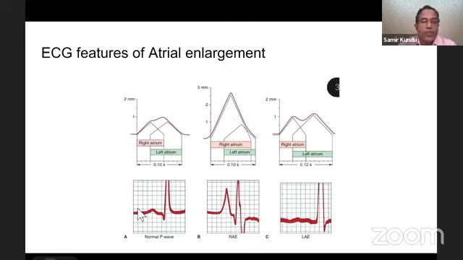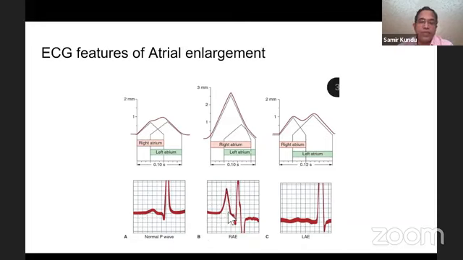This is the normal P wave. The P wave is composed of a right atrial portion and a left atrial portion. The right atrial portion occurs first, then the left atrial portion, and the dome is produced by the two atria. In right atrial hypertrophy, only the right atrial portion amplitude is increased more than 2.5 millimeter. In left atrial enlargement, the duration is more than 120 milliseconds, as the left atrial portion is increased. So this is the normal P wave.